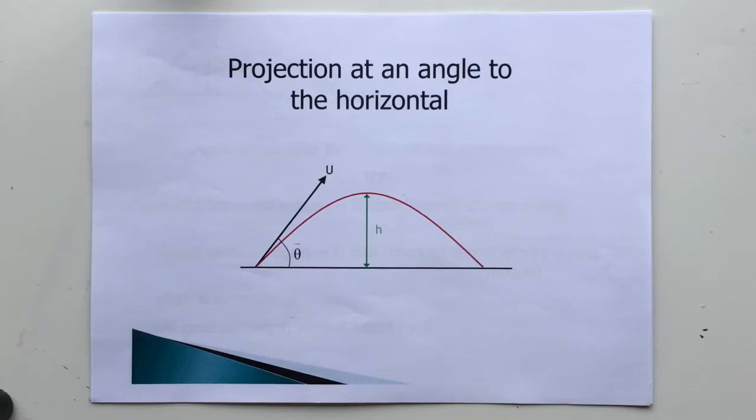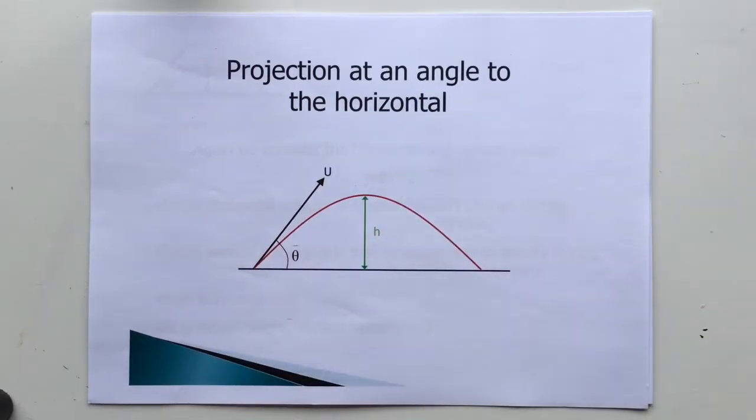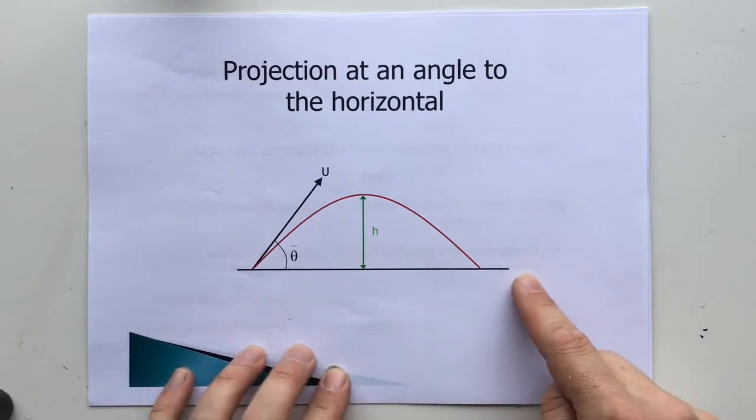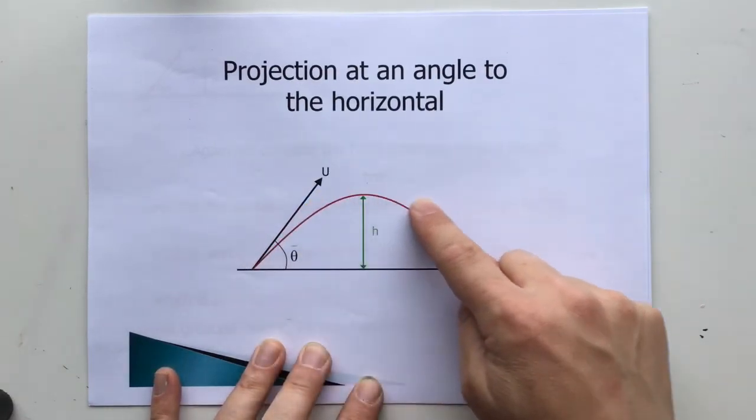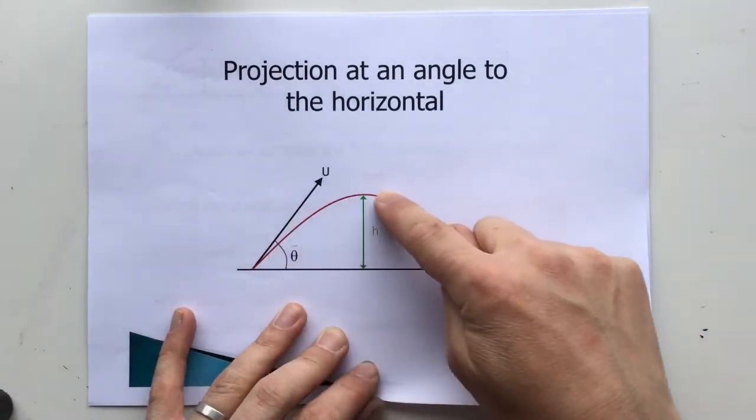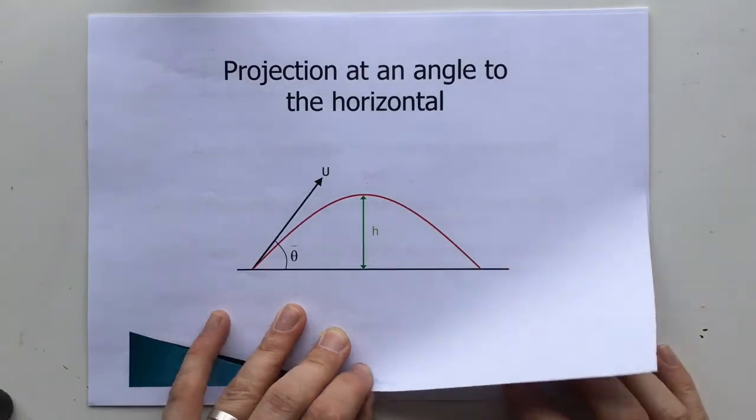So here we're going to look at a projection at an angle to the horizontal, rather than something just being horizontally projected. It's just being thrown up and out. So it's projected at an angle of theta to the horizontal, and we're going to see this kind of flight path here. It's going to be symmetrical. It goes up and then it comes down, and that's a symmetrical flight.